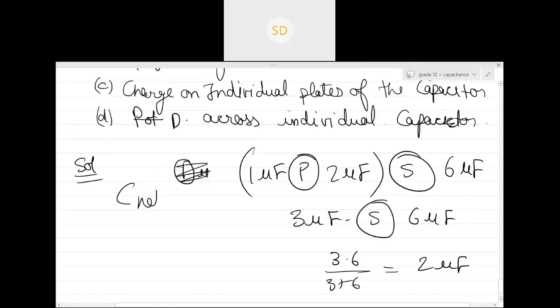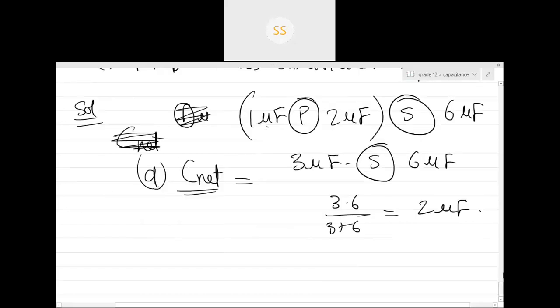Please remember, this is not how you'll do it in your school exams. You will solve accordingly. Since 1 microfarad and 2 microfarad are in parallel, hence 3 microfarad. Now the combination of 1 microfarad and 2 microfarad is in series with 6 microfarad. Hence, are you getting my point, guys? Because we need to write the whole thing in school exams. That's the problem.